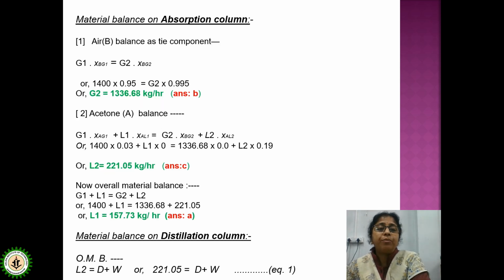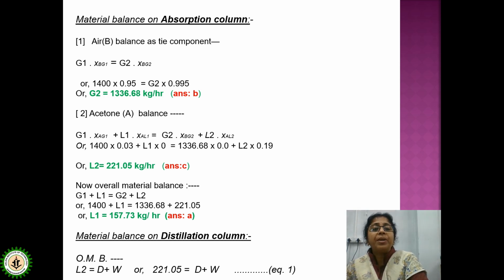Next, first we have to do the material balance on the absorption column. For the absorption column material balance, first you have to do the air balance as a tie component, because air enters the absorber in a single inlet gas stream, and when it leaves the absorber, it again leaves as a single stream. That's why air is considered here as the tie component.